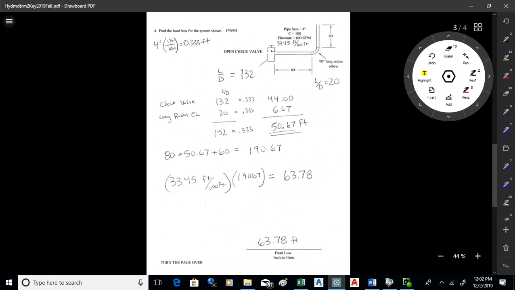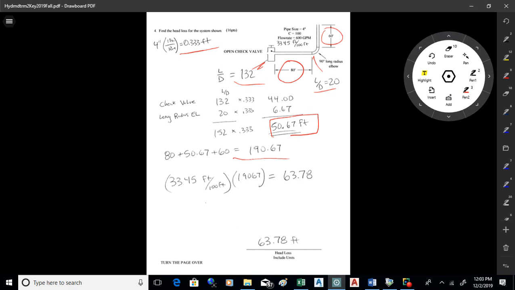Okay, the next one, you've got 4-inch pipe is 0.333 feet of diameter. Get the L over D values for the two fittings, the open check valve and the elbow. Convert those into feet. When you add them up, it's 50.67 extra feet of pipe caused by those fittings. Add that to the other lengths of pipe, you get 190.67 total. So you got, what, 80 and 60 gets you 140, and then you've got these two fittings that you want to find equivalent lengths for.